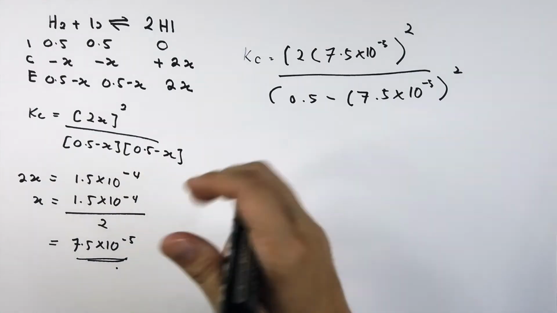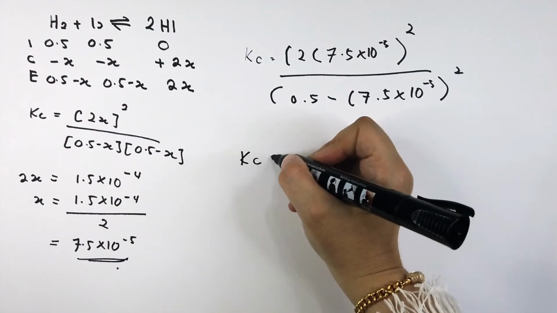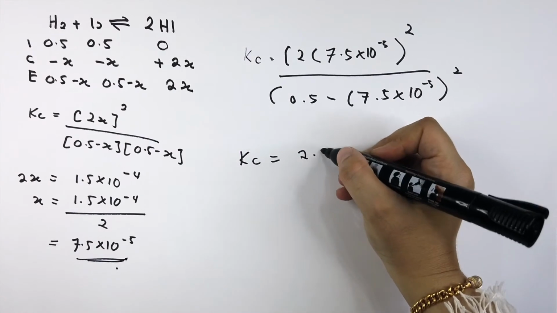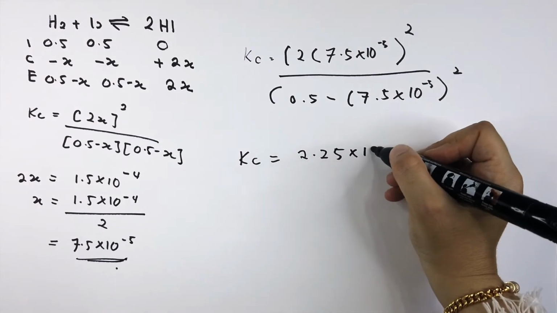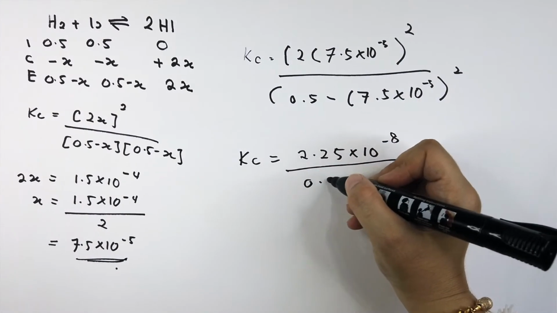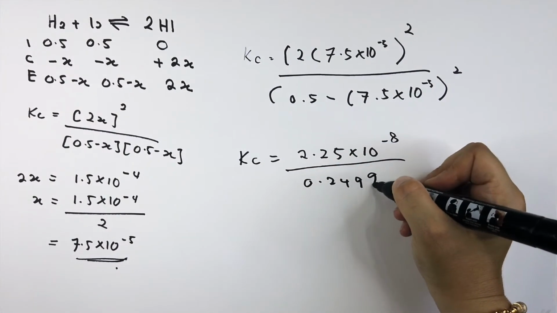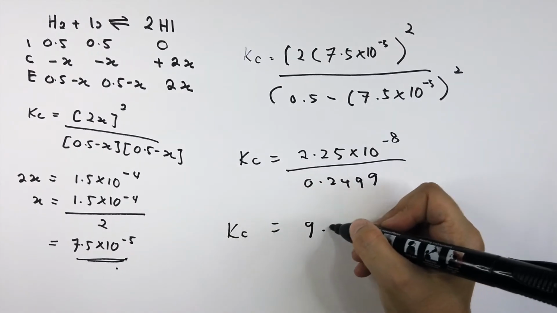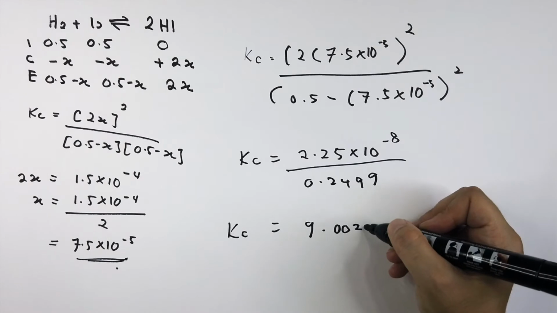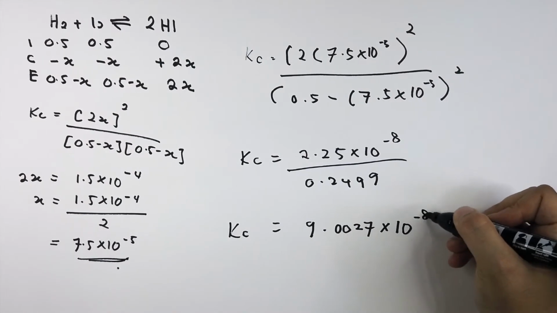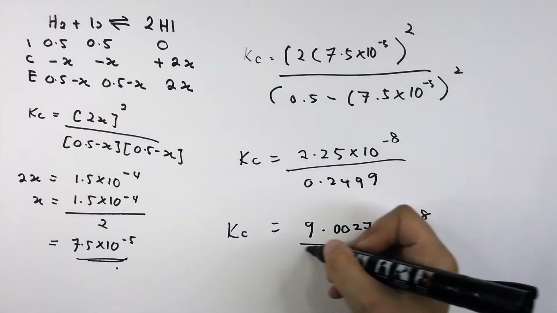Because this is the same, your Kc shall be equivalent to 2.25 times 10 to the power of negative 8 divided by 0.2499. Hence, you will get your Kc equivalent to 9.0027 times 10 to the power of negative 8. So this is the final answer for this question.